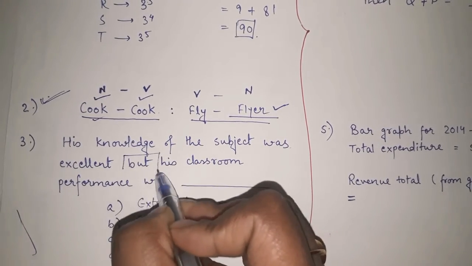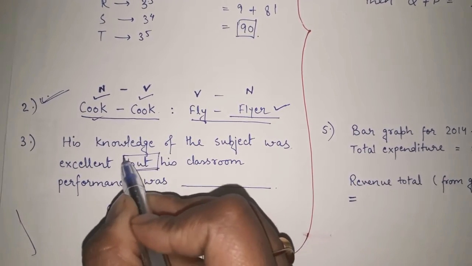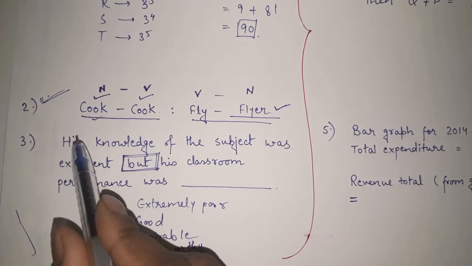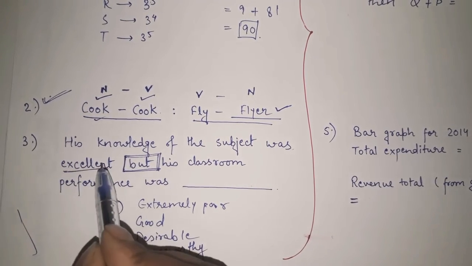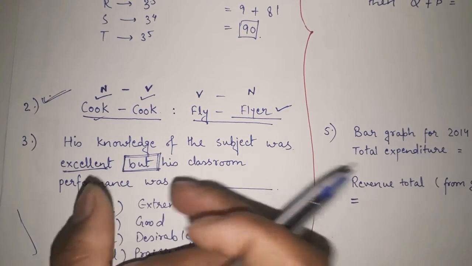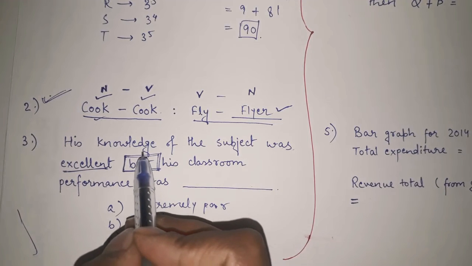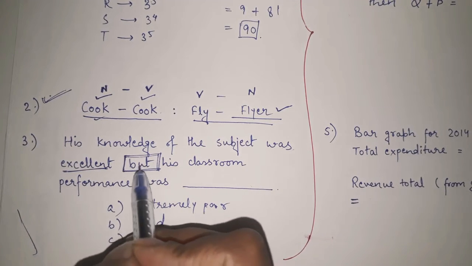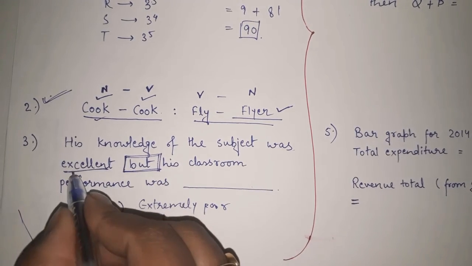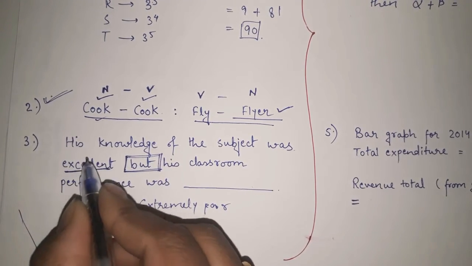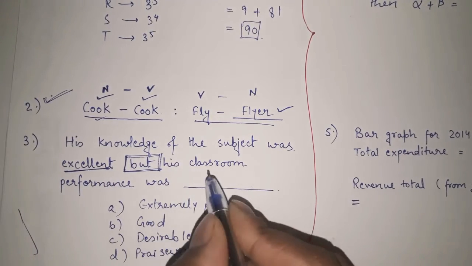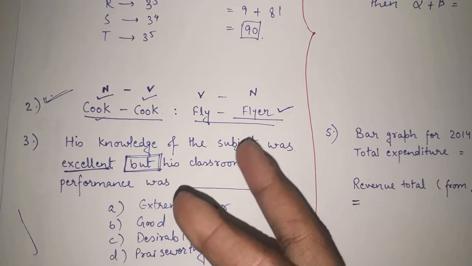So here this word, but, was the main word to be noticed. The first statement is saying that his knowledge of the subject was excellent, right? Whenever but is there as the conjunction, the statements before but and the statements after but are actually contradicting, right? So as here it is written that his knowledge of the subject is excellent, that means after but this statement should be contradictory, meaning it should be something negative.